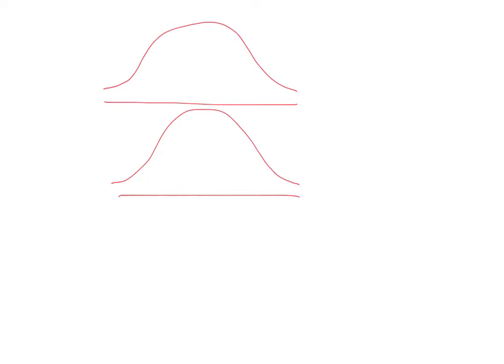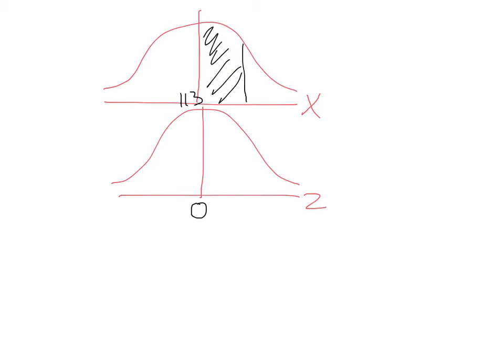And now off we go drawing our two graphs. Always draw your X graph directly above your Z graph. We know the mean of the standard normal is 0. The mean of X is 113. And we're looking for this probability in here, so we draw the matching picture down here. Our job first is to find the value of Z.